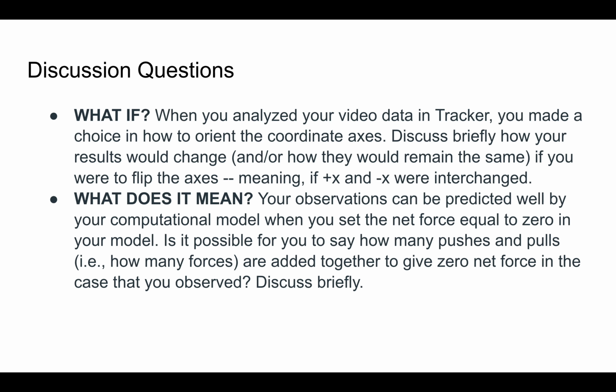In the first discussion question, if I flip the axis moving in the positive direction, the graph would be in the first quadrant with a positive slope, and the ball would travel at the same speed, and the direction would be different than the original model due to moving in the positive x direction. For the second discussion question, there is not enough information to determine the number of pushes and pulls adding together to give the system a given zero net force.